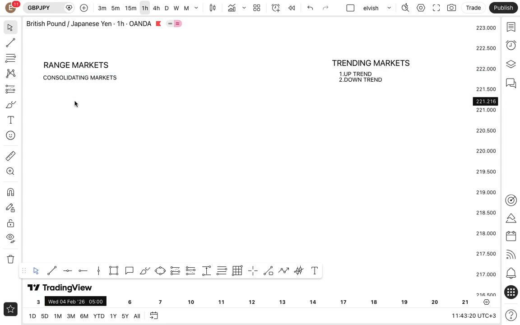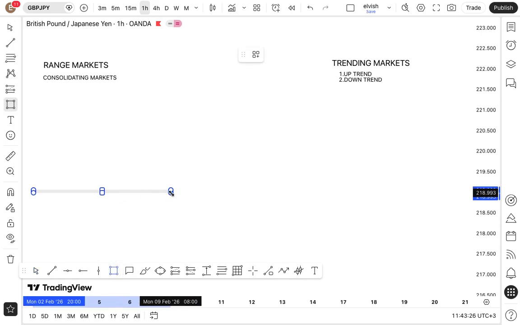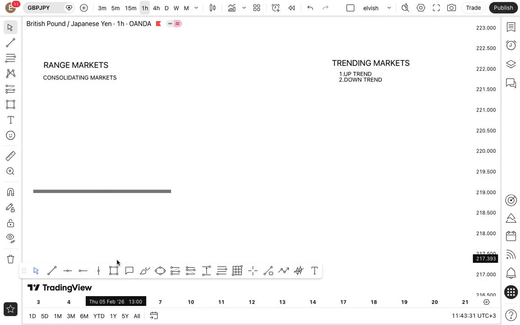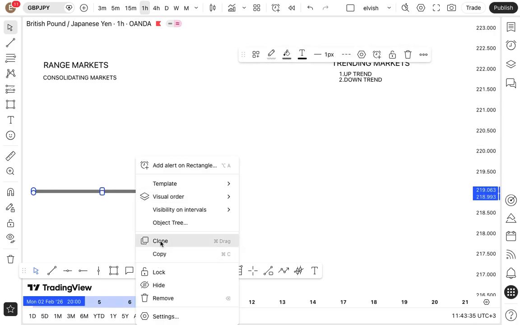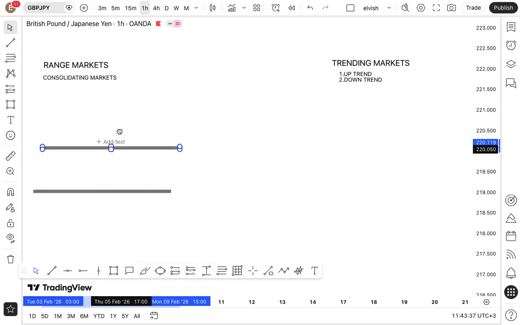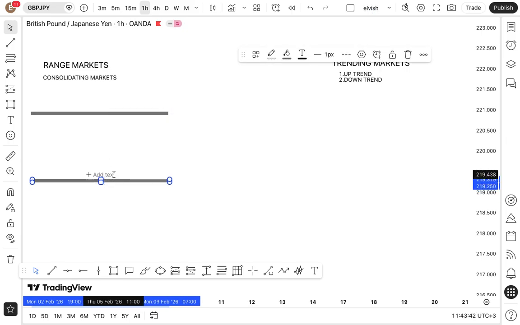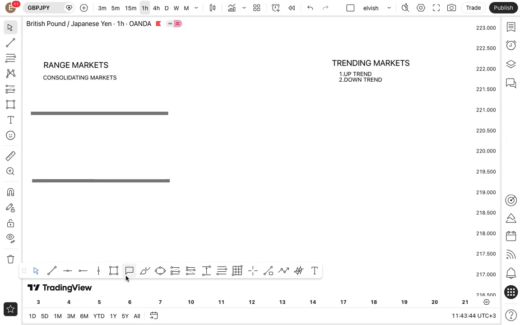So how do they look? Ranging markets look like this. They're the easiest, and you don't trade them unless you know how to trade them. Let me clone it and put it over here. The ranging markets have no trend and no direction. They just move up and down in different directions continuously. Let me show you how they are formed.